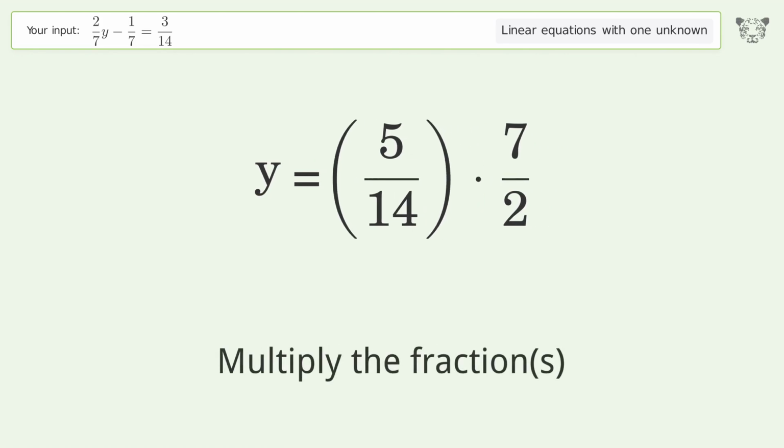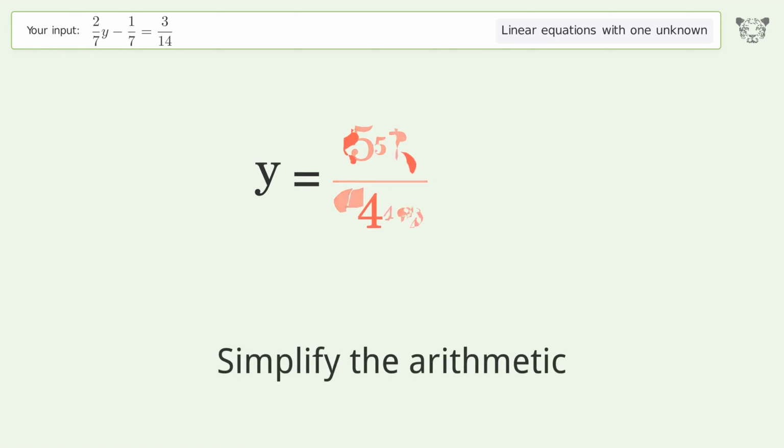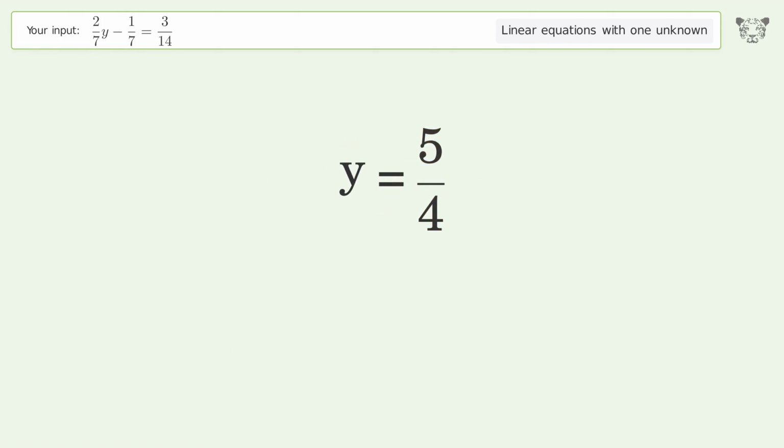Multiply the fractions. Simplify the arithmetic. And so the final result is y equals 5/4.